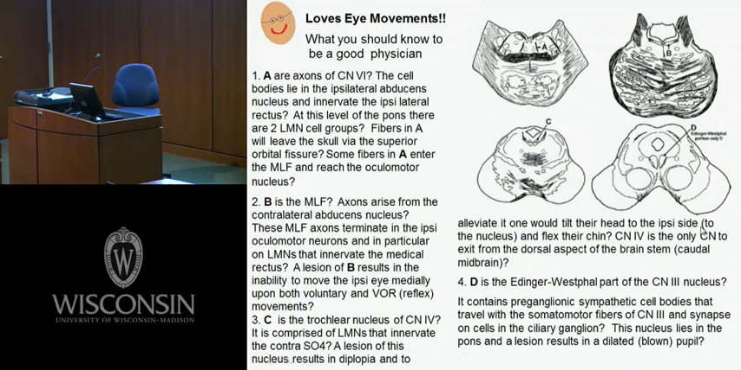ipsilateral side to the nucleus. So remember, you go over here, here's the muscle, and you tilt opposite the weak muscle, which would be ipsilateral to the nucleus. Very good. And flex their chin, that's true.